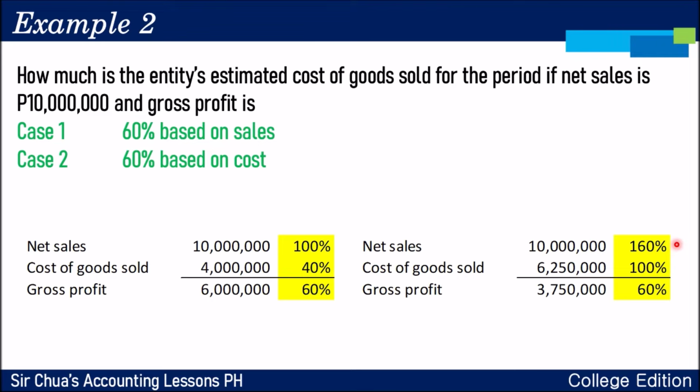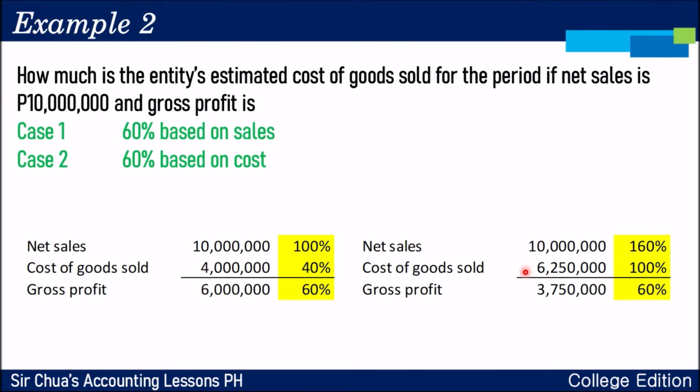10 million divided by 1.6. Again, that's 10 million divided by 1.6. So that will give you 6,250,000, and then just do the subtraction. 10 million minus 6,250,000, that's 3,750,000. Okay, so the answer for case 2, the cost of goods sold when 60% based on cost po yung ating gross profit rate, the cost of goods sold is 6,250,000.